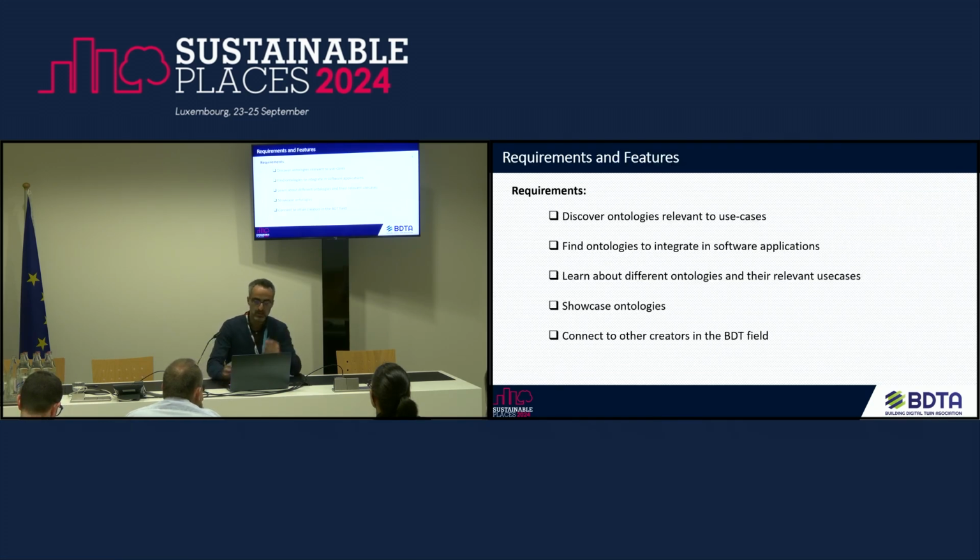It's important to know that we have done analysis on the overall requirements that we can consider for this platform, and we selected the top requirements for the MVP phase that we see as necessary for this platform to be used and to be useful for the users. So what are the requirements? First, we want to enable users with use cases or with problems to be able to find ontologies relevant to their use cases and to use them.